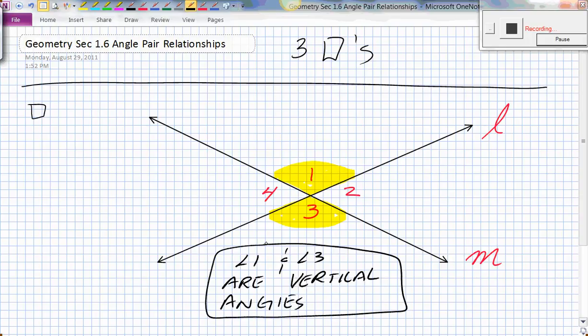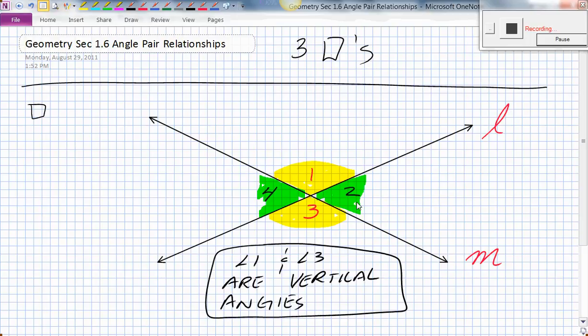Okay, and we know that vertical angles are congruent, as we just saw in that little demonstration with the software. Okay, can you name two other angles that are vertical angles? Yes, very good. So, angle 4 and angle 2 are also vertical angles because they come from a single straight line. So angle 2 and angle 4 are vertical angles and they are congruent.